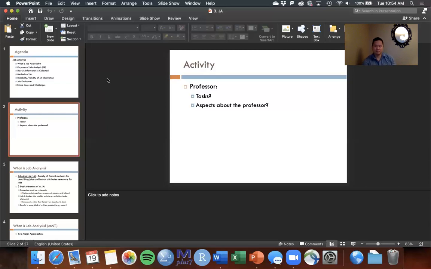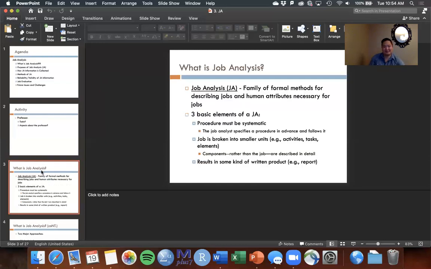So, briefly, we've done two different types of job analyses, a task-based one and a worker-based one, or a work and worker-based job analysis. Now that we've done that, let's dive into the weeds here. What is job analysis formally defined? It's a family of methods for describing jobs and human attributes necessary for a job.